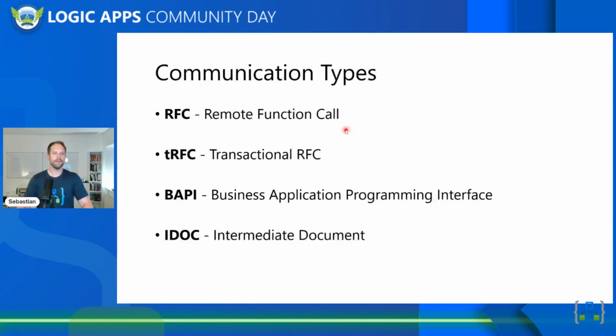The first one is RFC, which is a remote function call. The second one is TRFC, which is a transactional remote function call. The third communication type is BAPI, which is the business application programming interface. And the last one is the IDoc, which is the intermediate document, which is a flat file or an XML file. All the other communication types are mainly XML based, but we can have a look later at what that means.